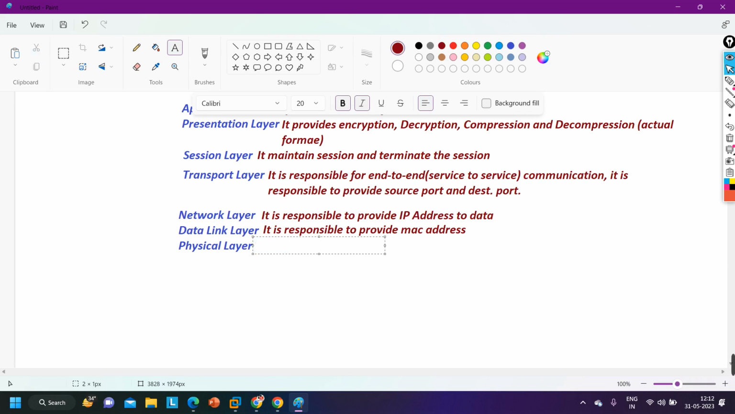The physical layer's work is actually to convert your data into binary bits. Your data will flow on the link in the form of 0 1 bits, yes or no? And then maybe bits to signal, electrical signal or light signal. If it is optical fiber, it will convert it into a light signal, right? Is it clear till here? Yes.